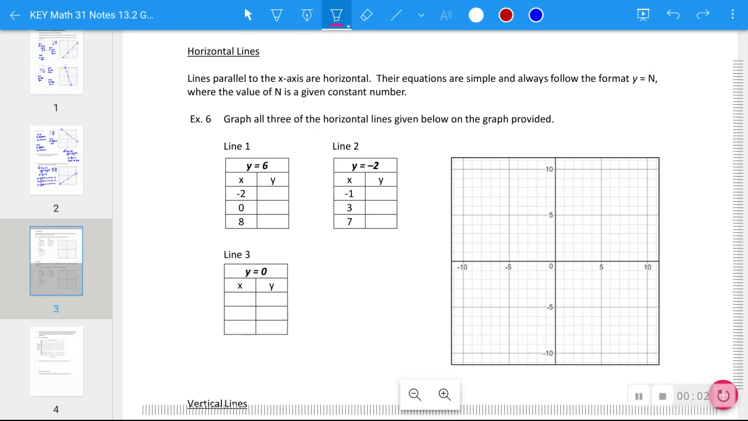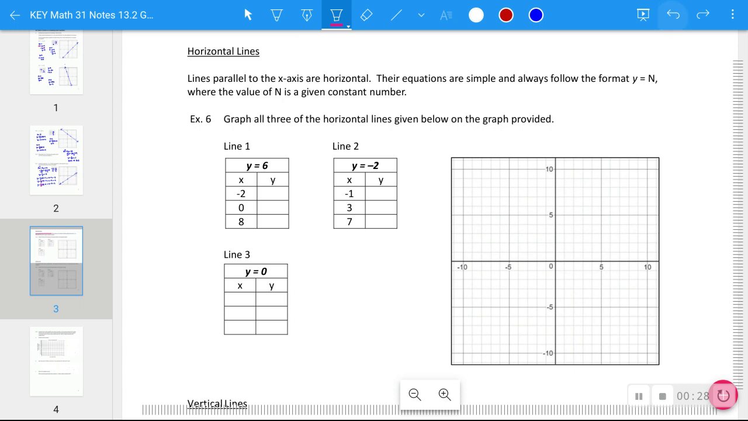Okay, this is the second installment for Math 31 Notes, section 13.2. And we're going to start out here by taking a little side trail. We're going to look at lines that are either horizontal or vertical, and their equations actually look quite different. Starting with horizontal lines, lines that are parallel to the x-axis.